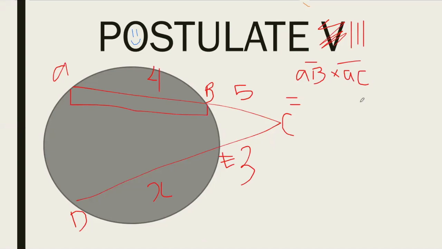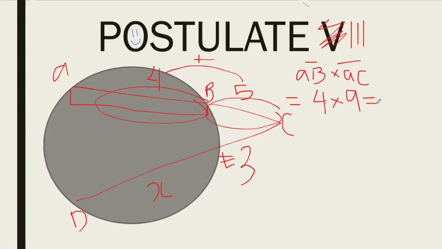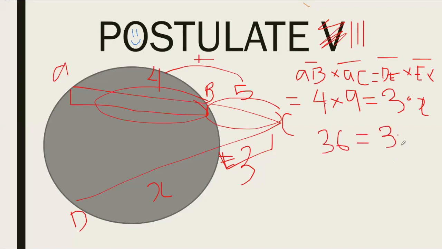So, AB is 4. Paano mo mahanapin yung AC? Basically, yung buong line segment plus mo lang. So, AB plus BC is AC. So, yung AC mo ay 9. Kasi yun yung buong line. So, one part of the line plus the other part of the line equals to 3. So, equals to line segment BE times line segment EC times X. So, magiging 36 equals to 3x and x equals to 12. So, ayun. So, ngayon, alam mo na kung ano yung x. So, di ba, parehas lang sila.